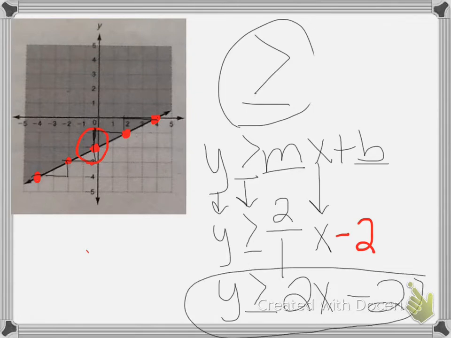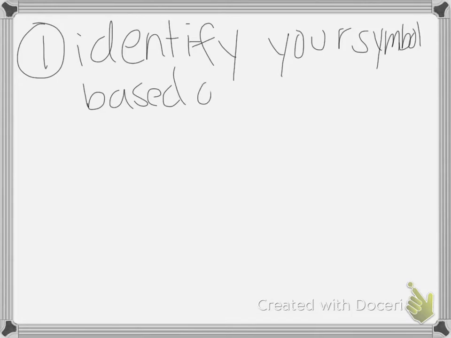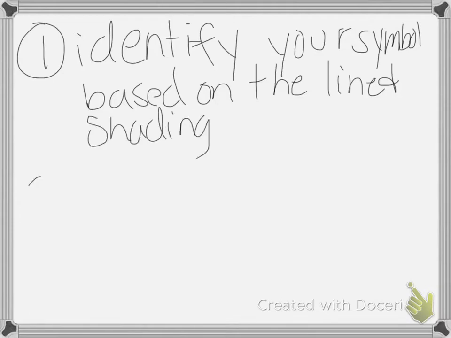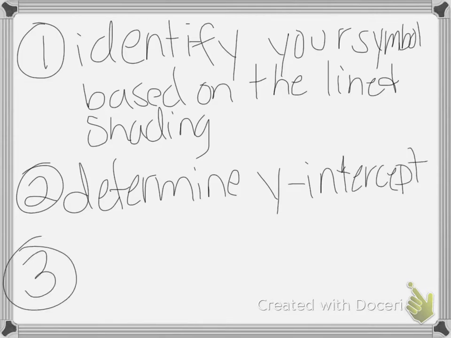So your steps in this process would be to 1, identify your symbol based on the line and shading. 2, determine the y-intercept. And 3, count the slope.